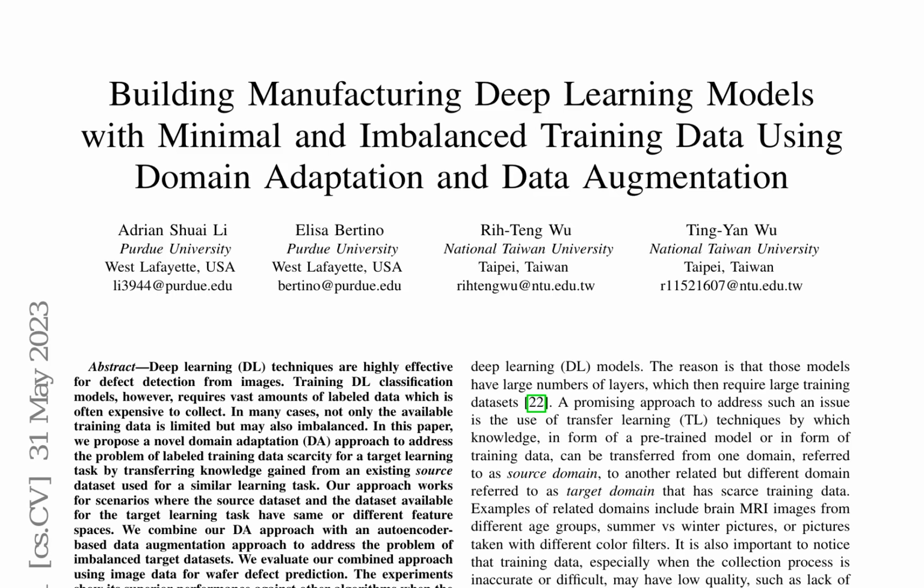In the context of manufacturing, deep learning techniques have proven effective for defect detection from images. However, training these models requires vast amounts of labeled data, which can be expensive to collect. This paper proposes a novel domain adaptation approach that addresses the problem of scarce and imbalanced datasets by transferring knowledge gained from an existing source dataset used for a similar learning task.